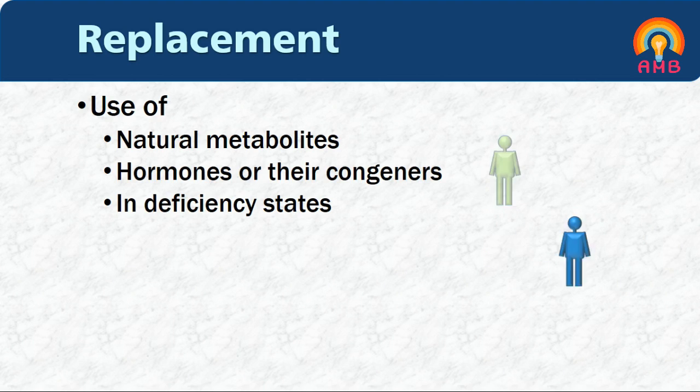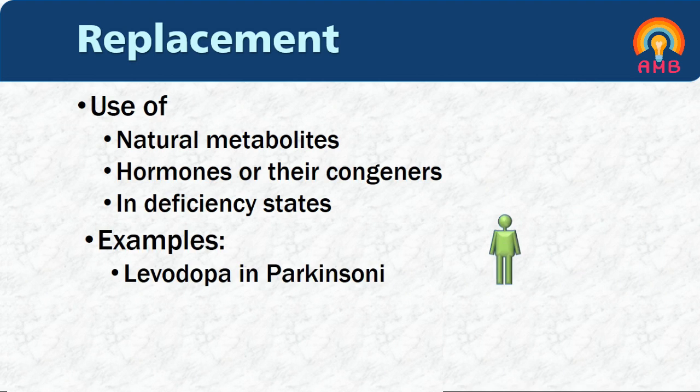For example, in Parkinson's disease, there is deficiency of dopamine in the brain, and to correct that deficiency, we take the drug levodopa. When levodopa enters the brain, it gets converted into dopamine and acts as a replacement for the dopamine.